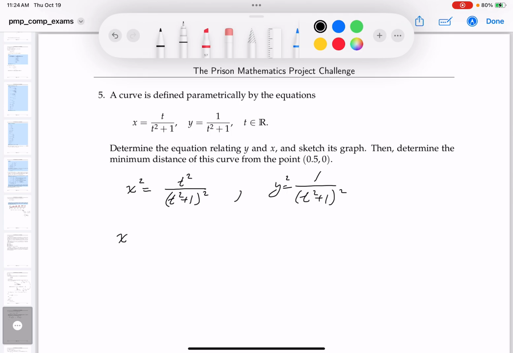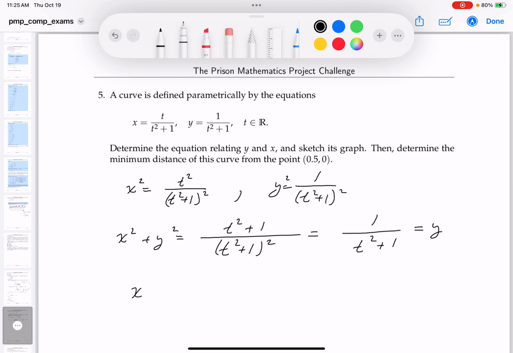And I'm going to add them together now. So x squared plus y squared. I'll just add these two together now, and what do you get? Well, same denominator, right? You get (t squared plus 1) squared. That's not so bad, right? And what do you get on top? You get t squared plus 1. Well, I can probably reduce that. And what do you get over here? You would get 1 over t squared plus 1. Well, you know what? I know what that is. It's y.